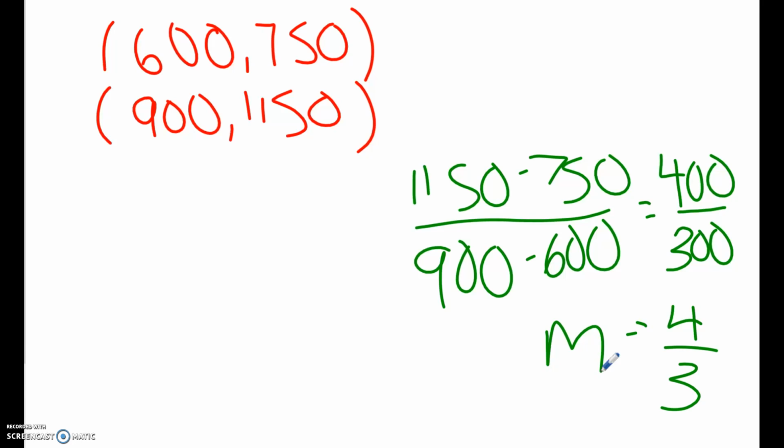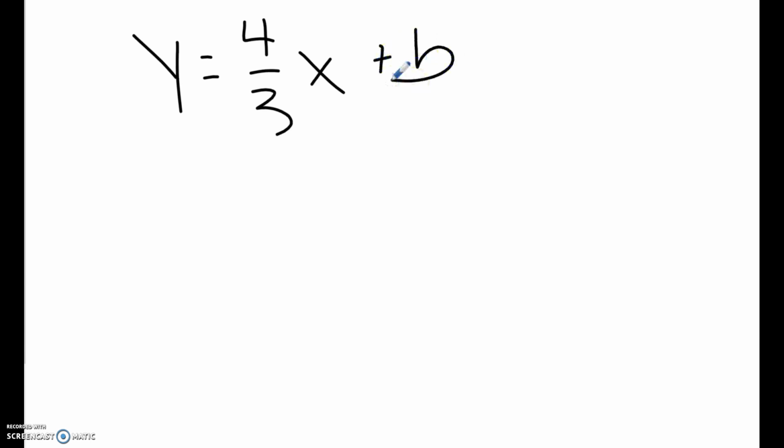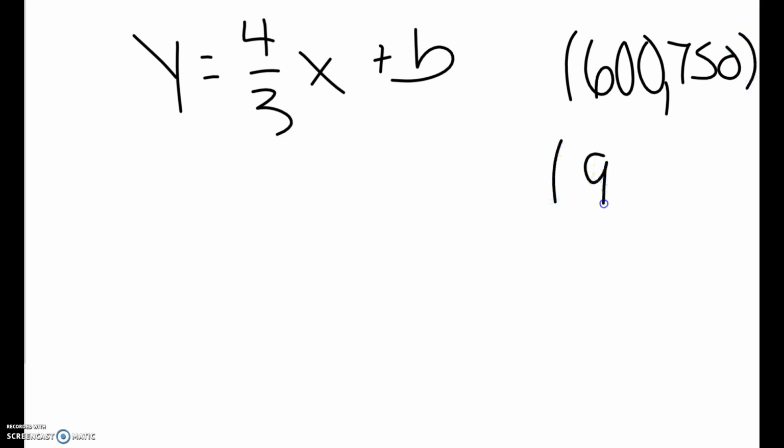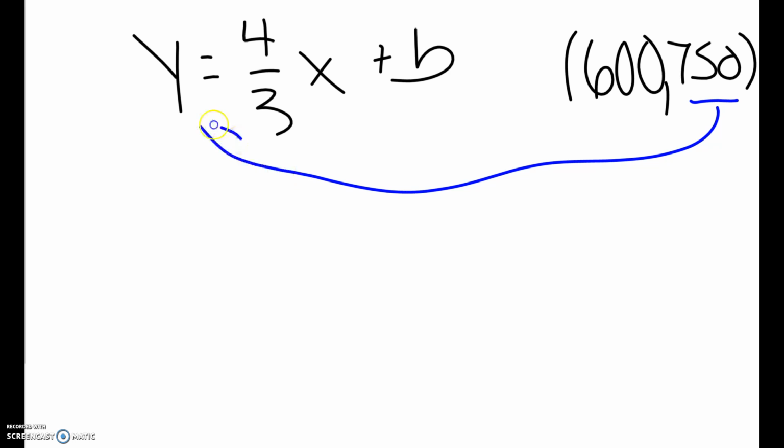Well, finding b is going to take a couple of extra steps. First thing that we're going to do is we're going to set up my equation with my slope like that. I have two ordered pairs that are going to give me an x and a y. It doesn't matter which one we use, guys. We're going to use one of them. So for me, I'm going to use this first point.